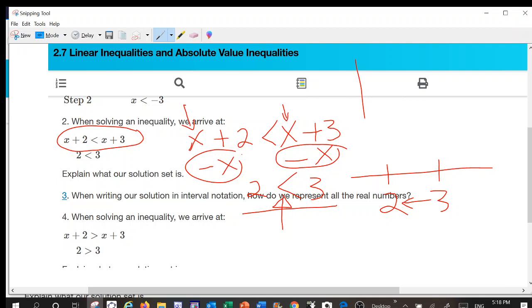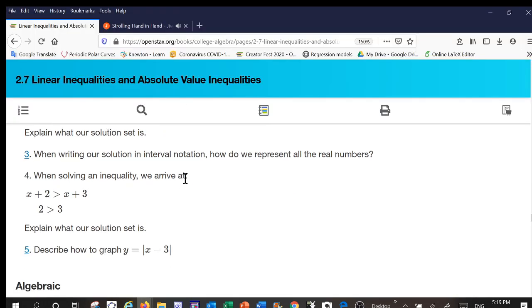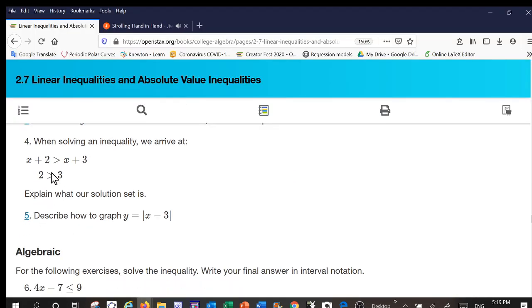Now how do you write all real numbers? Well, interval notation would be negative infinity to infinity, and you put parentheses. In set builder notation, you write x such that x is a real number. Okay, so that's that.